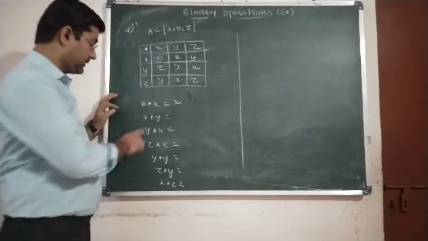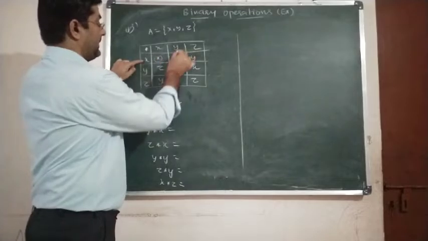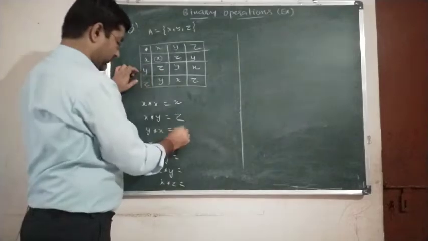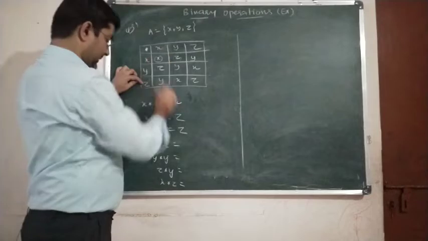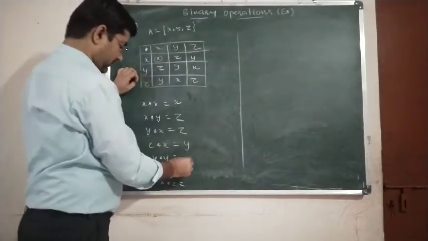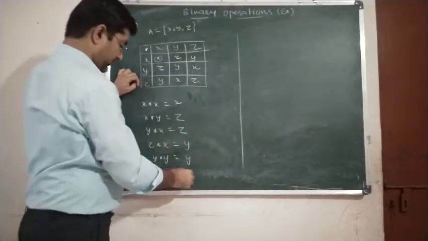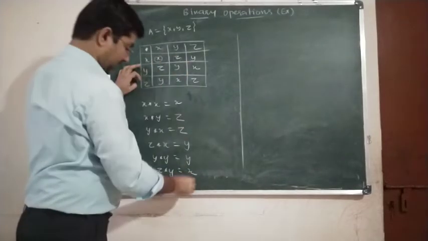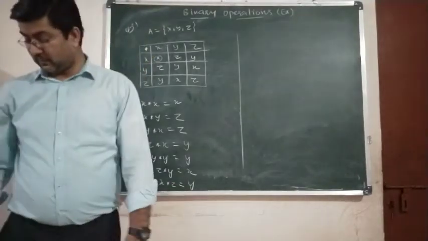This is a very easy question. x y, what will be the answer? Sorry, here x y answer will be z. y x answer will be z. Then we have to find zx. So zx answer will be y. Then yy answer will be y only. Then zy answer will be x. And finally xz answer will be y. So quite an easy question. From the table you have to answer this.